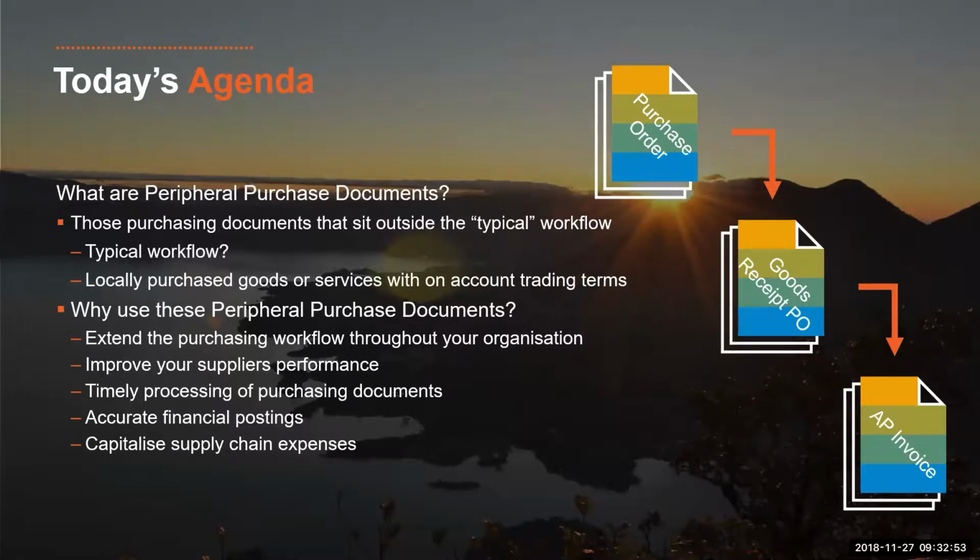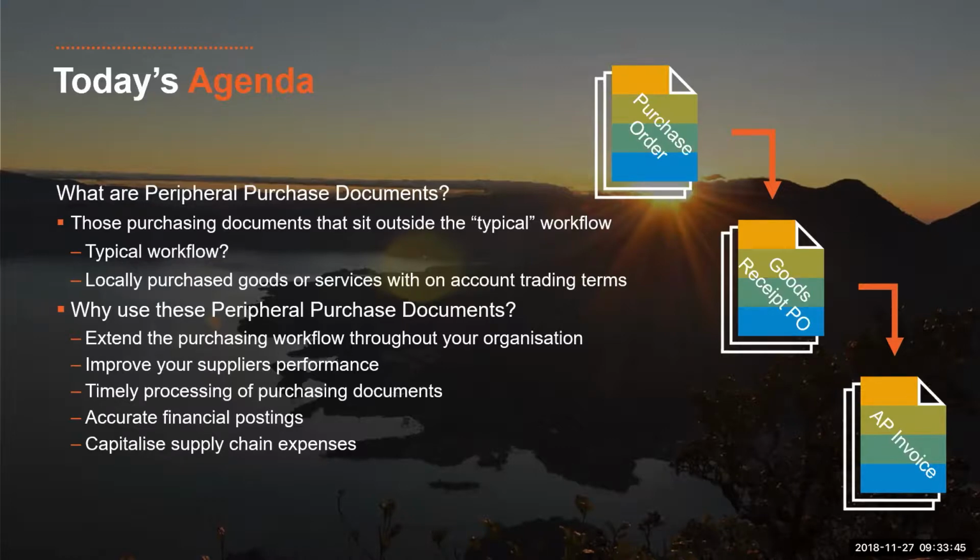Also, some of these documents can improve your supplier's performance by keeping them accountable and keeping the communication nice and clear. So when you put a request through to purchase some goods and services, they're very clear on what you're requiring. There are also documents that have subtle or significant differences with the postings into the financial system, so we'll look into that. And also how to handle expenses related to the purchasing workflow, so we can incorporate and capitalize those expenses to give you accuracy around costing.